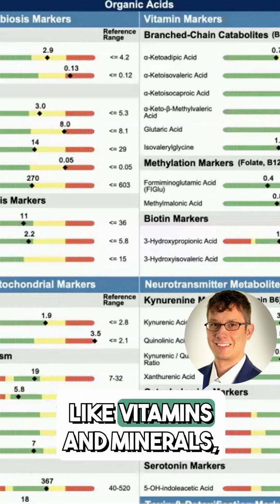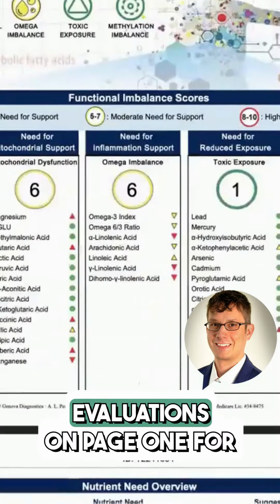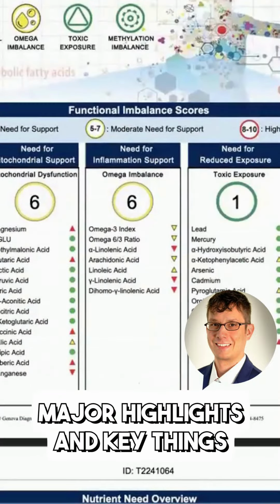How do you recommend people approach these pages, if at all? The first thing I always say is, everything from page 8 onward, that's your data set. And that's all the data that we use to roll up to give you these evaluations on page 1 for major highlights and key things that might be going on that you should look into. And then also it's the data that we use to generate the nutrient need recommendations or the overview.